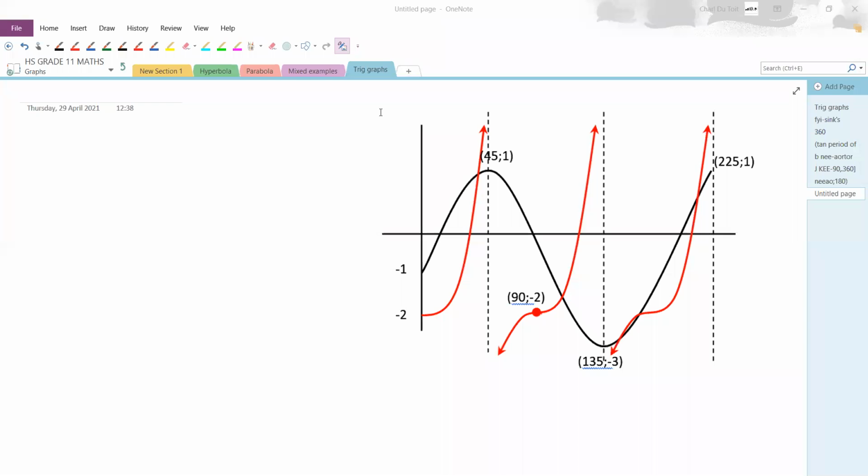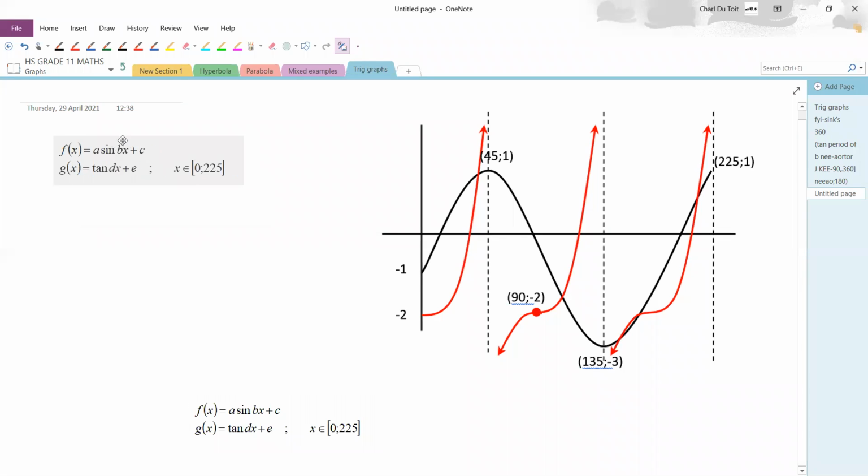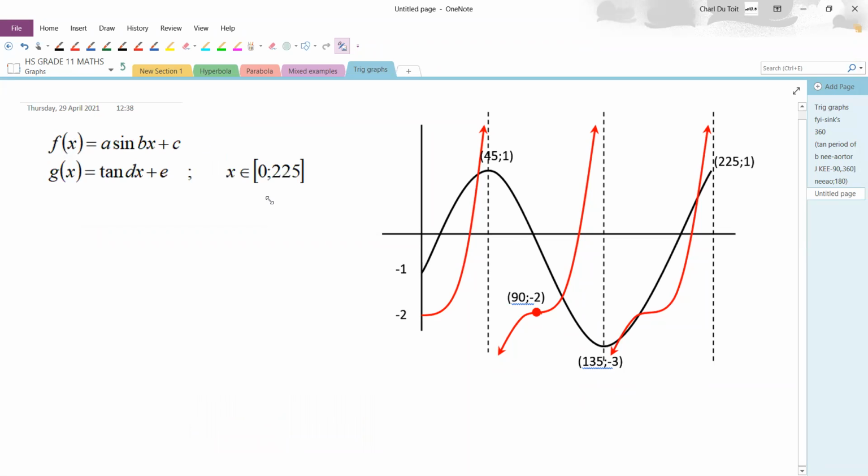Okay, they're telling you, look, it's not very difficult to see the two different types of graphs. They tell you that one is a sin graph and the other one is a tan graph. So the red one is definitely a tan graph, and the black one is a sin graph. So they want you to calculate the values of A, B, C, D and E. So let's start with A.